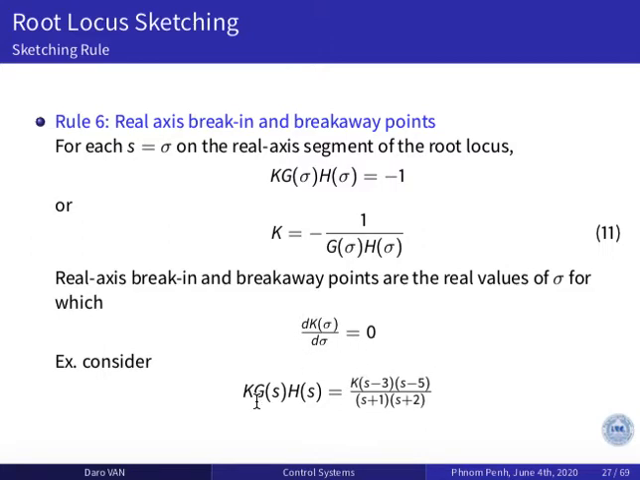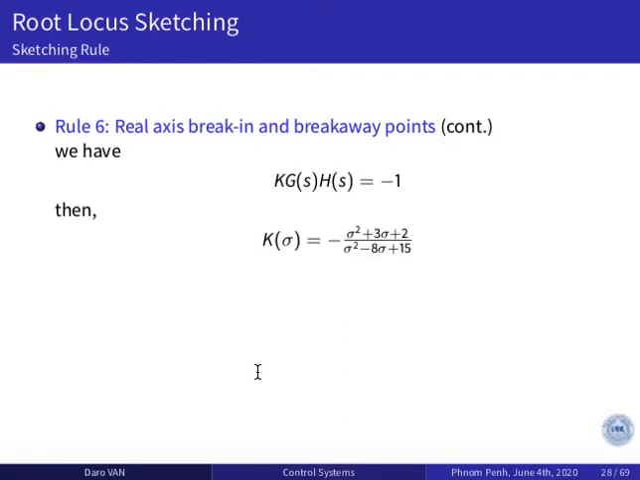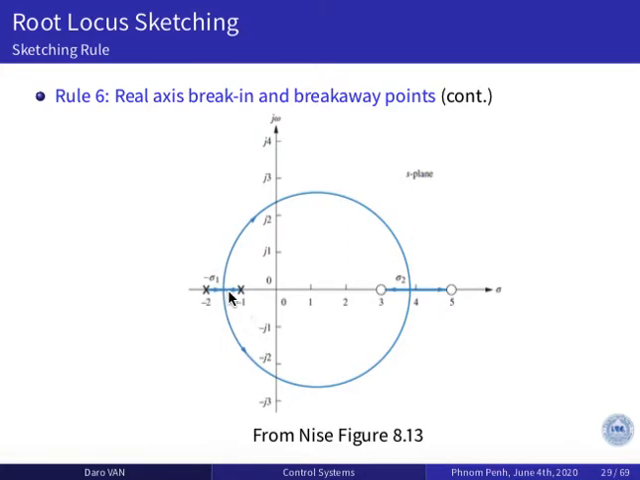So for example, you have this function defined like this, and substitute this sigma in, take the derivative with respect to sigma, and equate it to 0. So you will obtain this sigma 1 and sigma 2, which are the breakaway and break-in points. So this point and this point: this is breakaway, this is break-in.